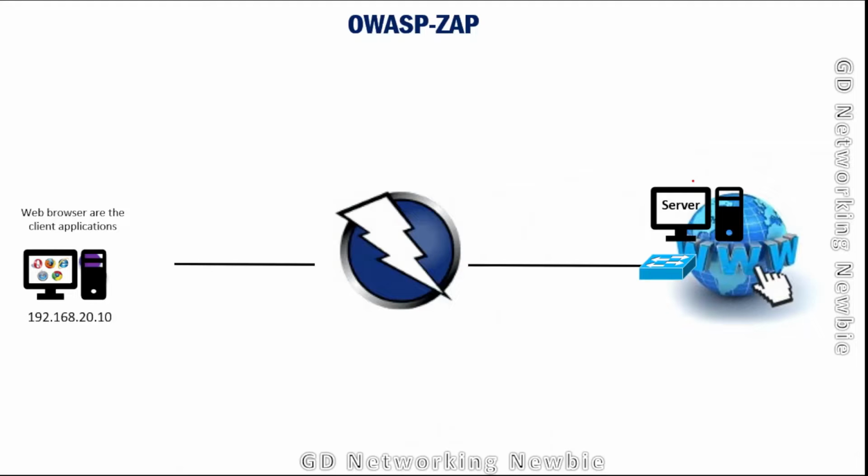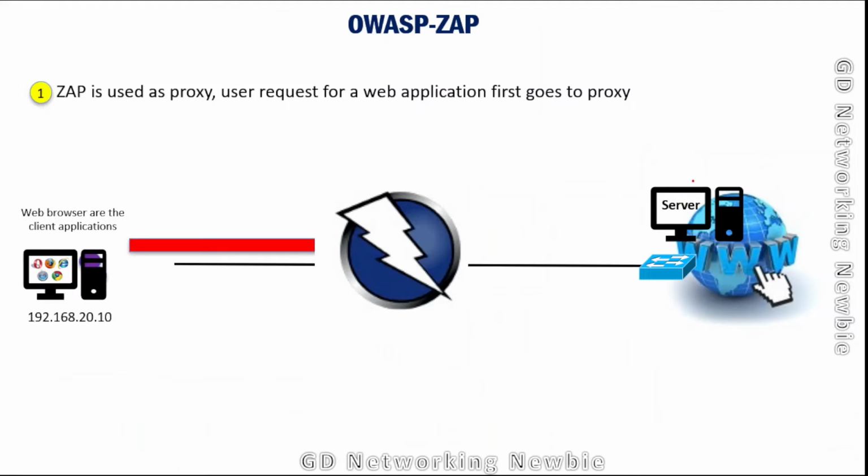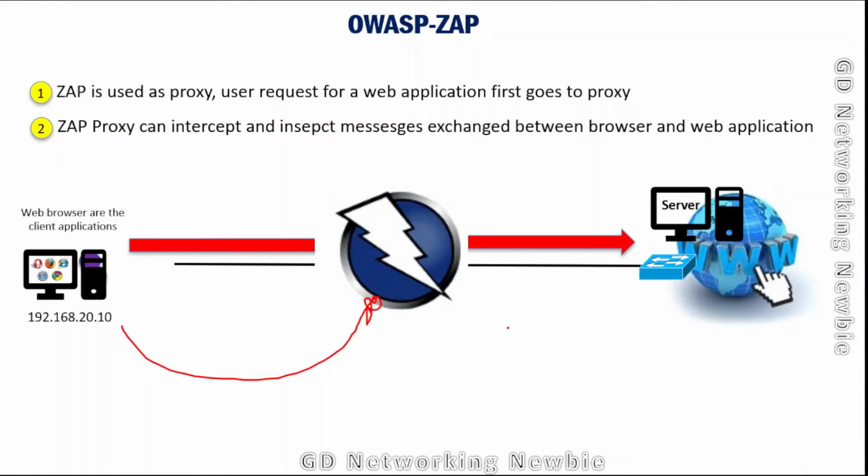And OWASP ZAP is actually a proxy. ZAP proxy can forward this request to the actual web server where our applications are hosted. In this case, ZAP can intercept and inspect messages exchanged between the browser and the web applications.